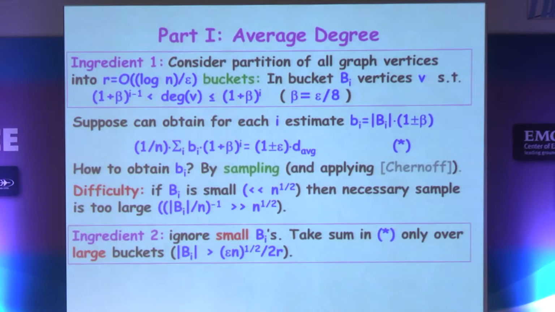So I have a problem with these small buckets, that I can't hit them because they're so small. Now here comes the second ingredient. If you can't beat them, just ignore them. So basically, I'm going to ignore the small b_i's. I'm going to take the sum over the buckets and the degrees only over the large buckets. Those are those I can deal with. They're nice. I can sample and estimate their size. I'm going to take only them. And large will be roughly square root of n, a little bit smaller than that. It also depends on the number of buckets.